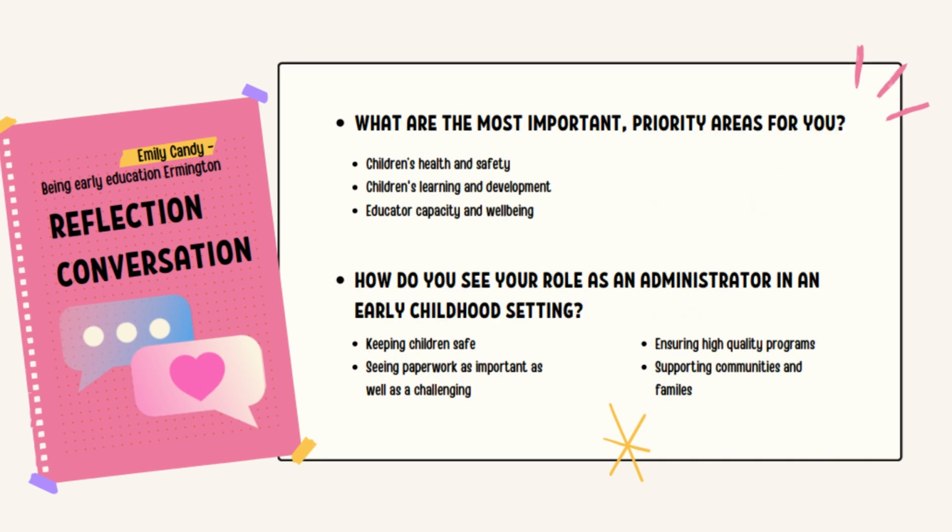Then, Emily shared her priority areas and how she sees her roles as an administrator. The most important areas she considered are children's health and safety, children's learning and development, and educators' capacity and well-being. She also emphasized that as an administrator, her role is not only about keeping children safe, but also managing the great amount of paperwork. Although the paperwork is challenging, as it takes away time from spending with children, understanding the importance of it is necessary to ensure that children can have a high-quality program. Moreover, supporting communities and families also help create a strong foundation of mutual respect and cooperation.